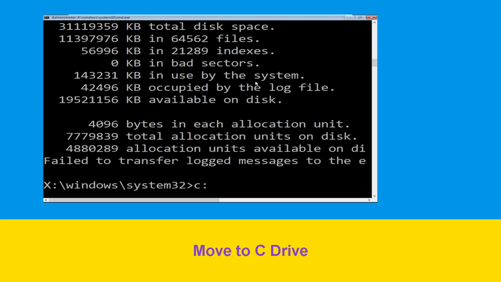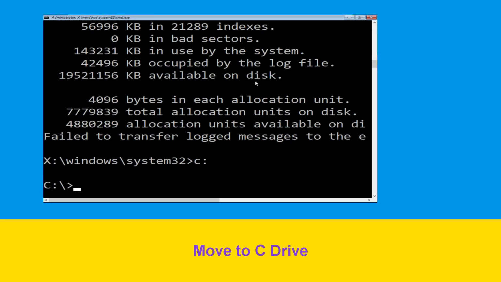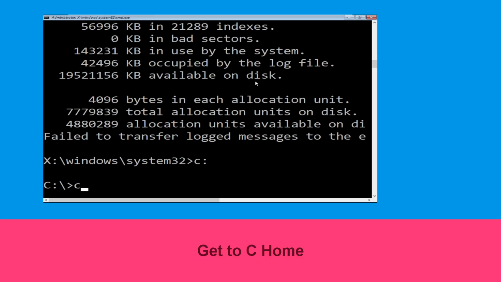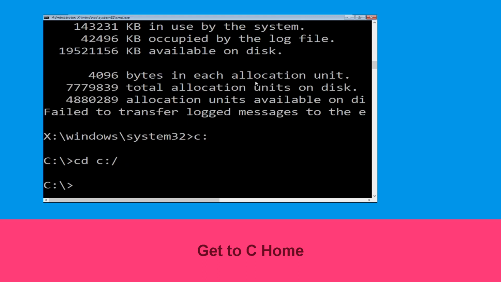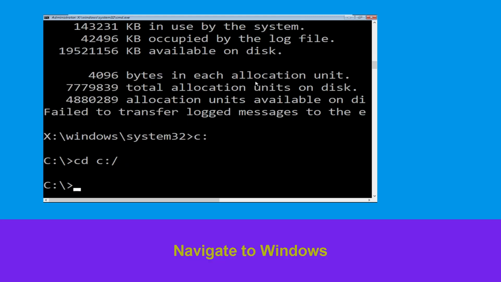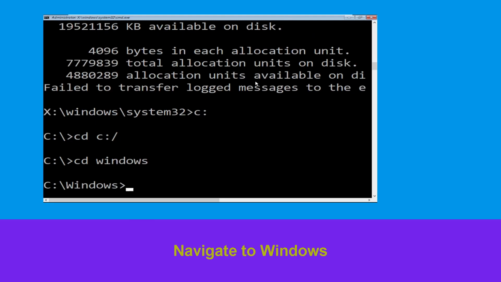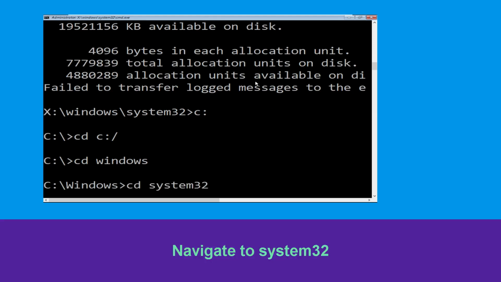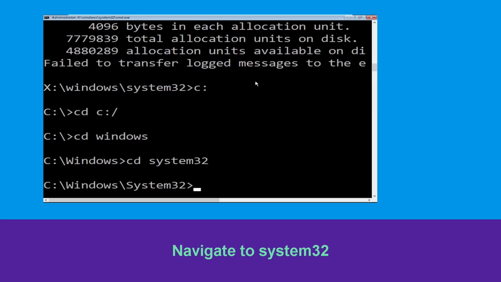Type c: and hit enter to execute the command. Now type cd space c:/ and hit enter to execute the command. Type cd space Windows and simply hit enter to execute the command. Type cd space system32 and simply hit enter.